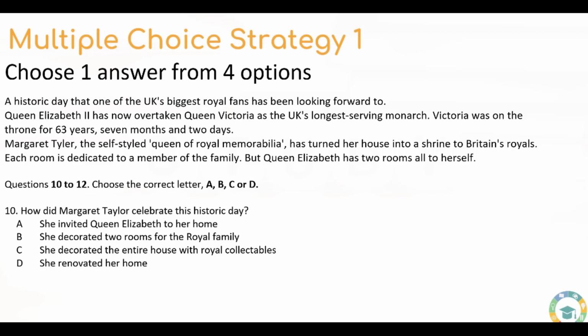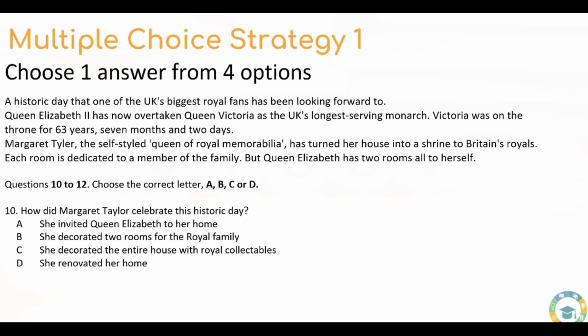And here we have an example of question 10. How did Margaret Taylor celebrate this historic day? Was it A, she invited Queen Elizabeth to her home? B, she decorated 2 rooms for the royal family? C, she decorated the entire house with royal collectibles, or D, she renovated her home. So in this question type, we either need to choose A, B, C, or D.